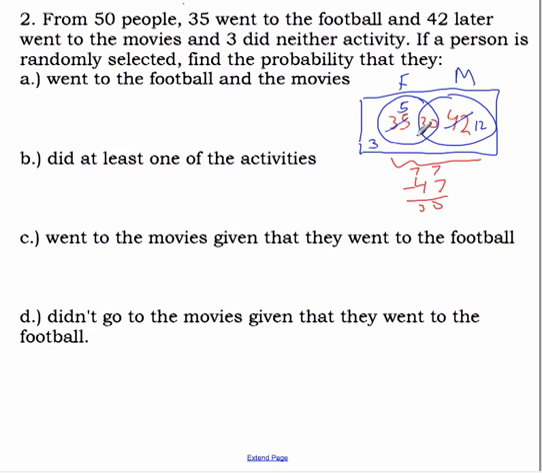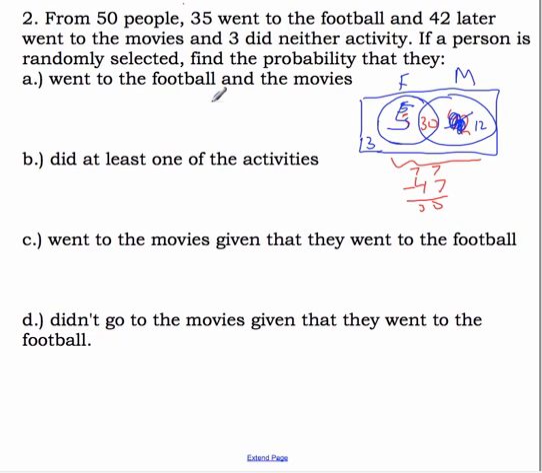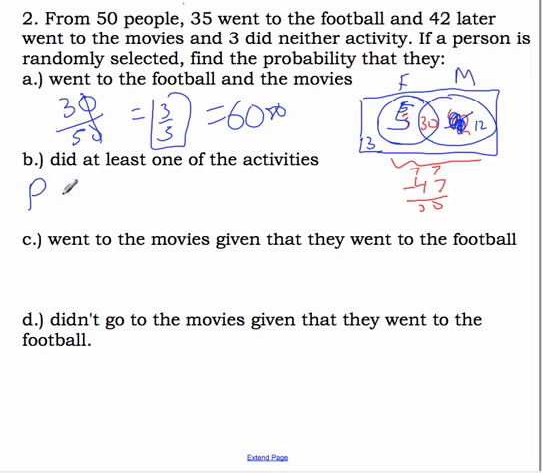So this works. Find the probability that they went to football and the movies. That's 30. 30 people went to football and the movies. 30 out of 50, which equals 3/5 or 60%. Okay. Did at least one of the activities. So at least one of the activities, that's the probability of football or movies, or the union. Okay, so that's basically all these people did at least one of those activities. That's 47 people.